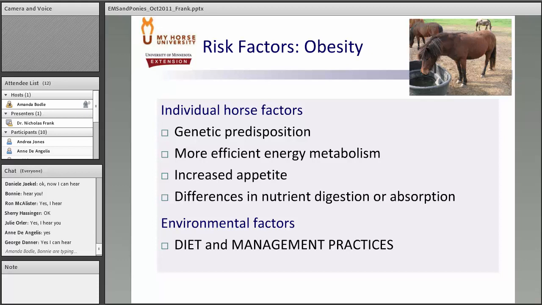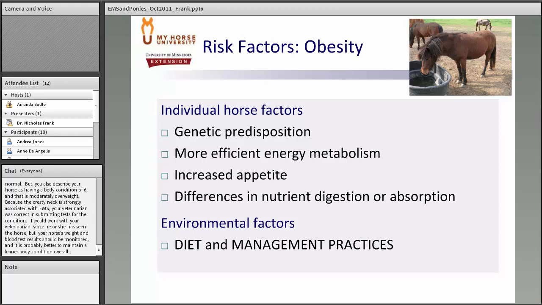But one thing I think we can all recognize is that the animal that is the so-called easy keeper is much more likely to become obese. And if we leave that animal in an obese state, we put it at risk for developing the syndrome. So if we take the animal and say this is an easy keeper, and we recognize that and feed that animal accordingly and prevent it from becoming obese, we can manage the problem.